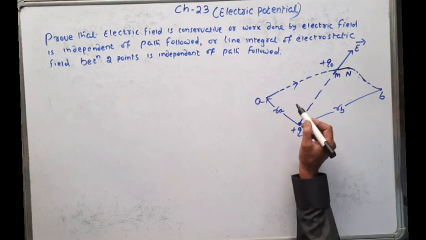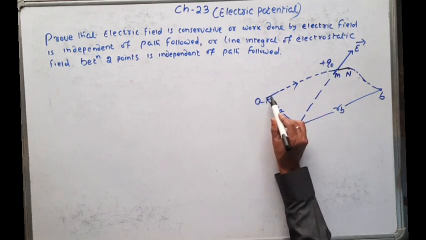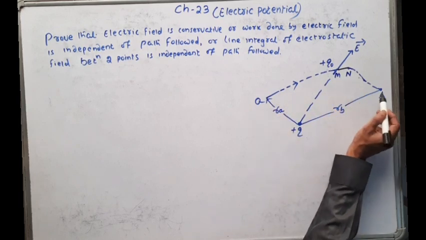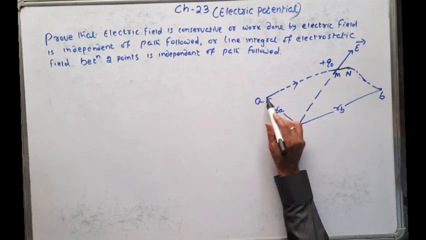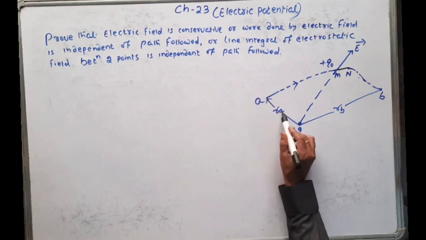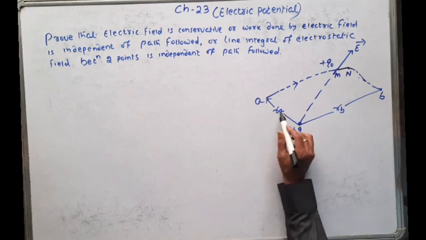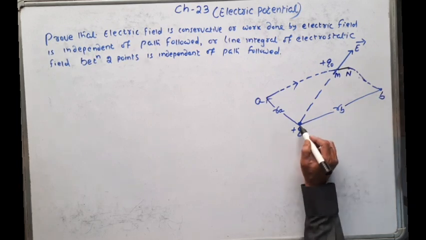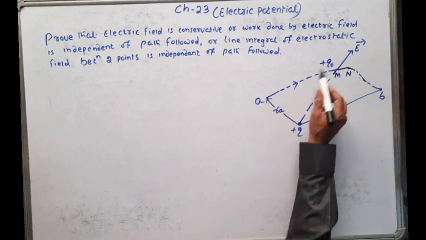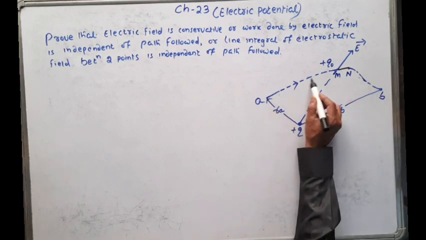Suppose the positive test charge q naught starts from A point, moves along this path, and finally reaches B point. The position vector of A with respect to the source charge q is RA vector, and the final position vector is RB with respect to plus q. The positive test charge is moving along A to B path, so this is an arbitrary path.